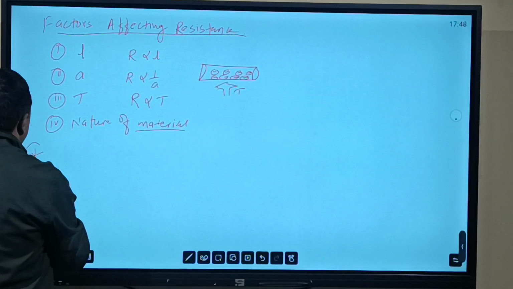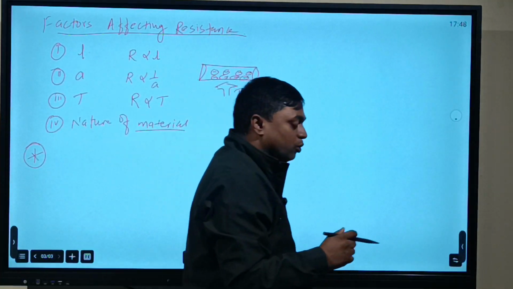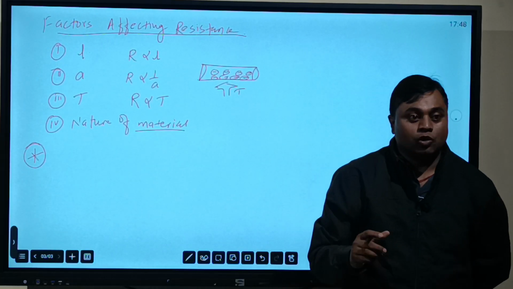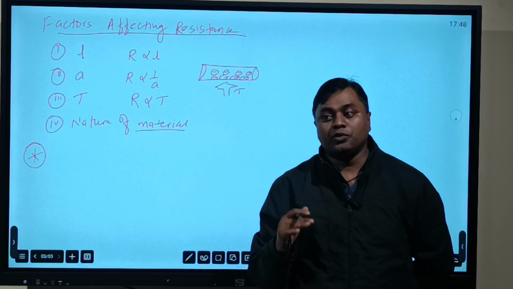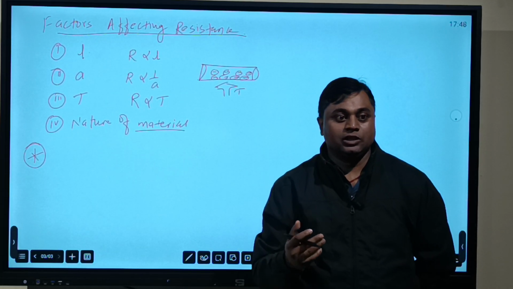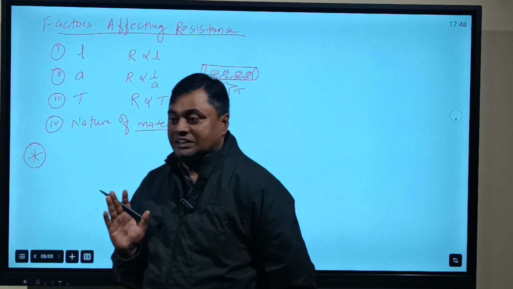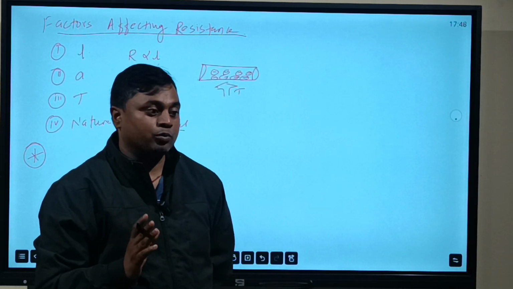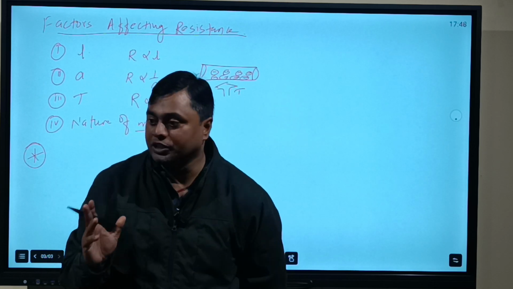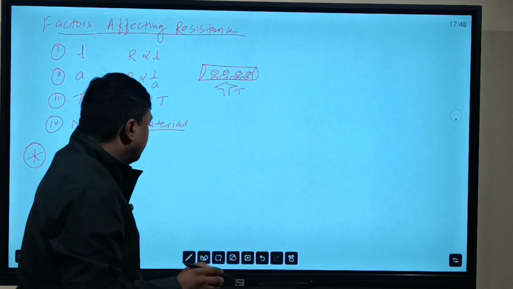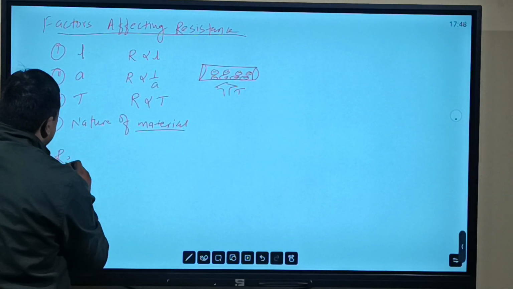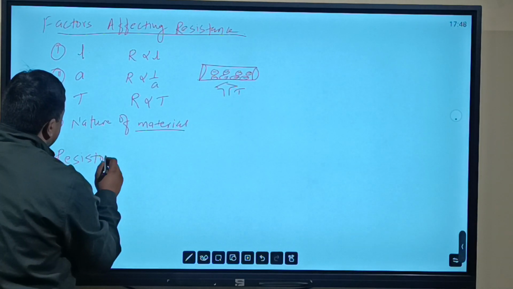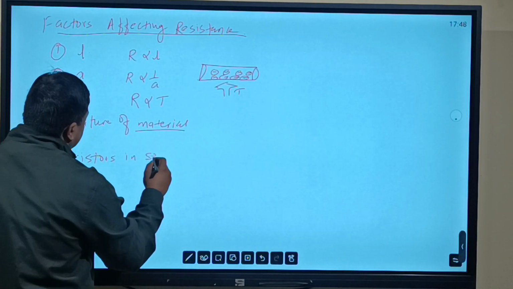Now after this we should know combinations of resistors. How are we going to combine the resistors? First one is what? Series combination, parallel combination and mixed combination. 3 types of combinations. Problems may be asked in the board examinations. So first we see resistors in series.